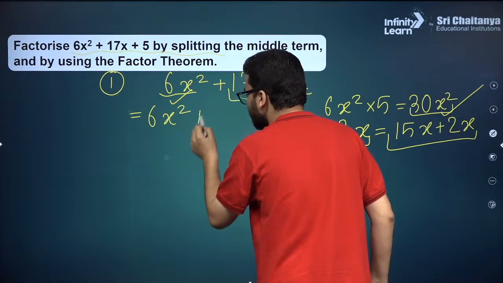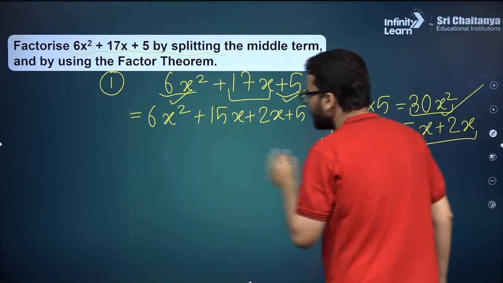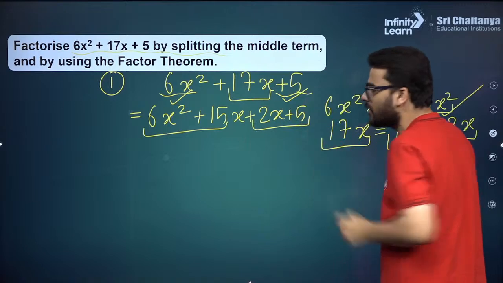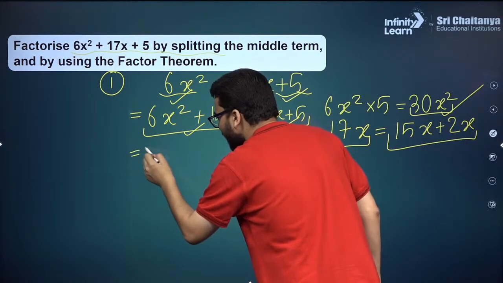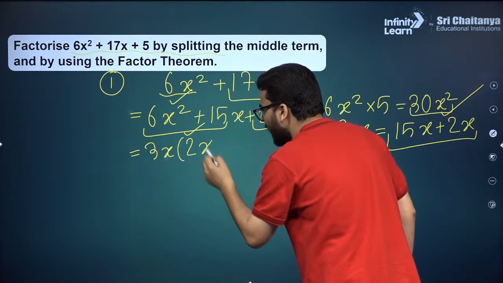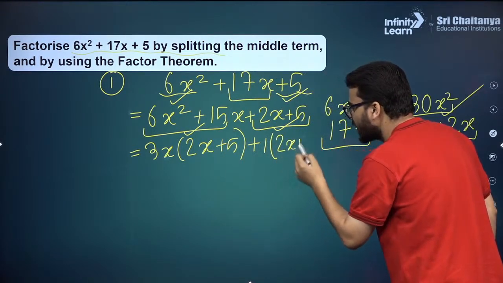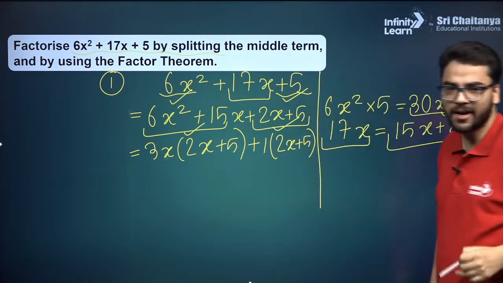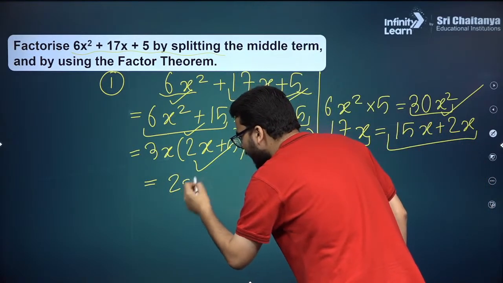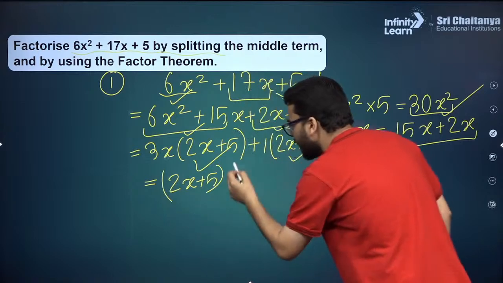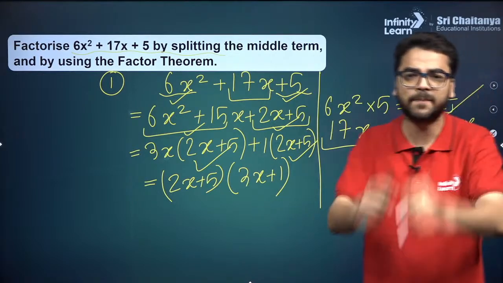So in that manner we can do this splitting the middle term over here. So you see this is 6x square plus 15x plus 2x plus 5 over here. This is the first group, this is the second group. Out of the first group we can take 3x as common and you will be left with 2x plus 5. Out of the second group I can take 1 as common, so I'll be left with 2x plus 5. I hope that is clear up till here. So out of the whole expression, can I take 2x plus 5 as common, guys? I can take 2x plus 5 as common, so I'll be left with 3x plus 1. So this is the factorization of this polynomial using splitting the middle term.